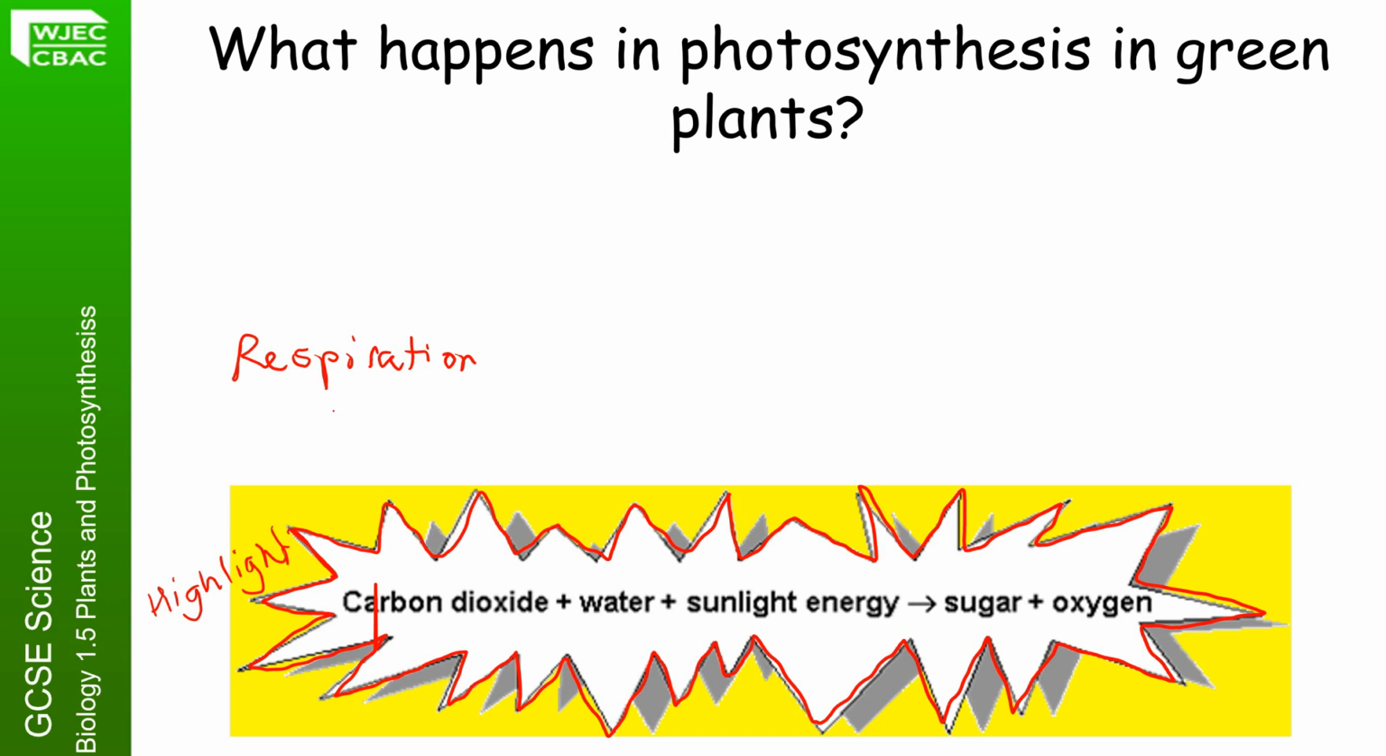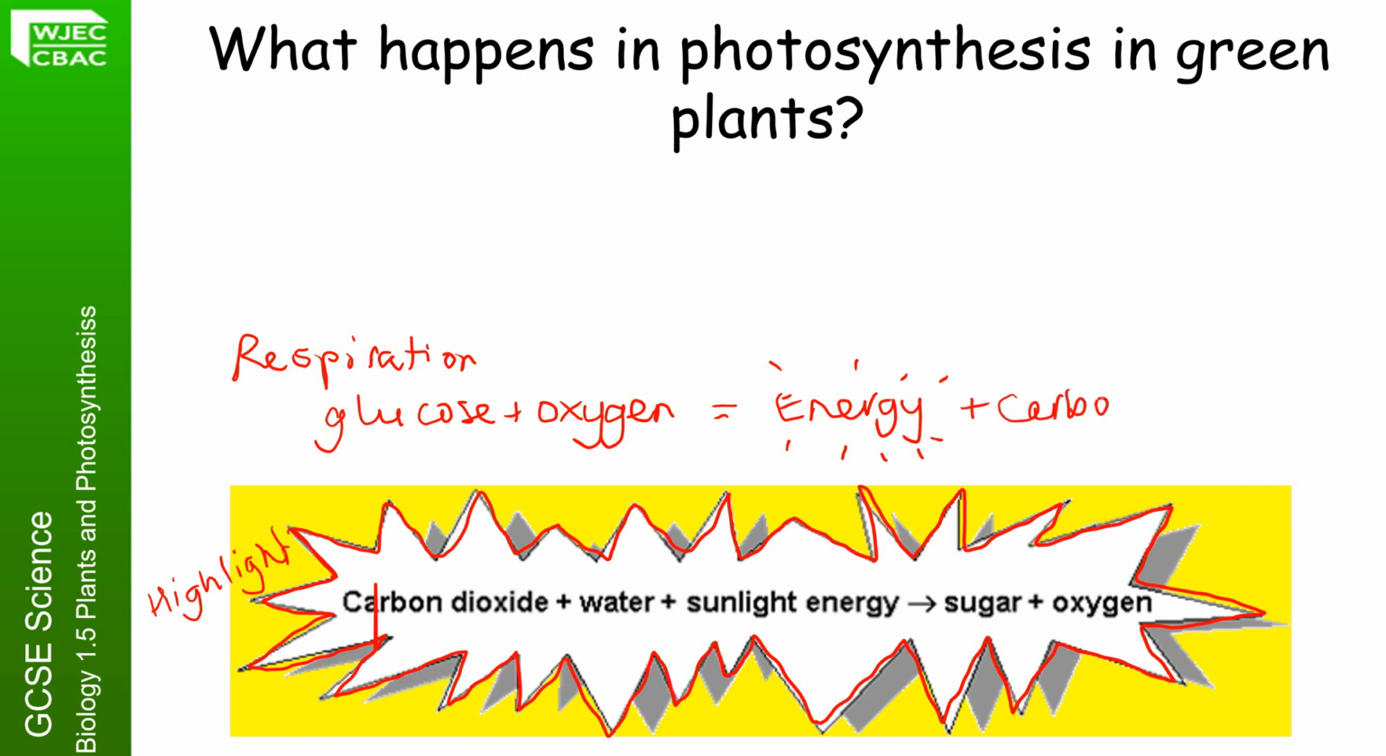So I'm hoping on this side of the equation, we should have our reactants, which are glucose and oxygen. And when they react together in cells, they release energy. Remember, we said energy cannot be made. It can only be released, changed from one form to another. But also, the waste gases that are made are carbon dioxide and water vapour.